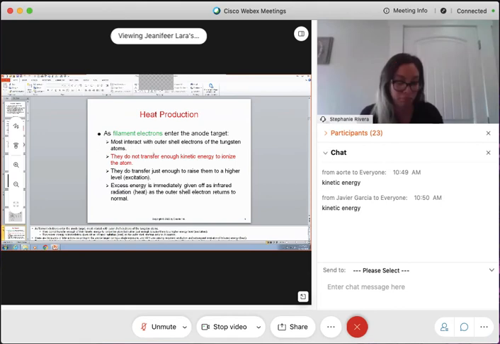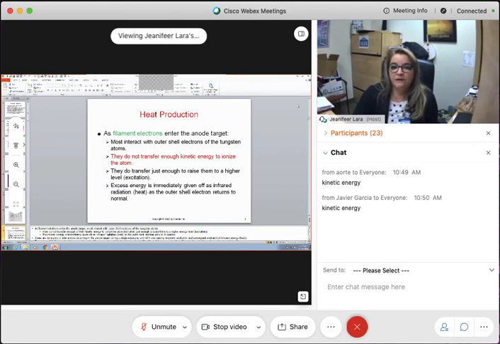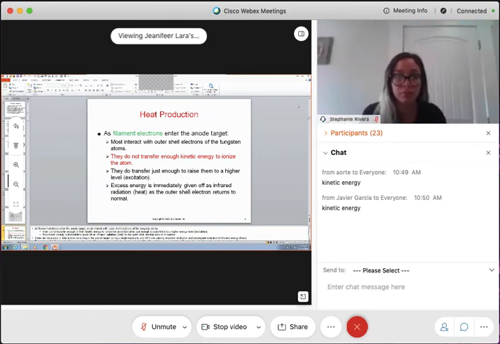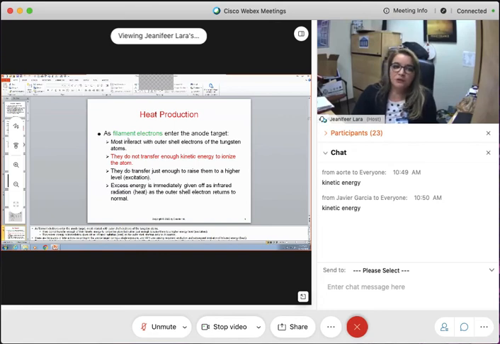K, L, M. Not K, because it says outer shell. Oh, the P. Definitely P, M, N, those shells, right? So as the filament electrons enter the anode target, most of the interactions happen on the outer shell electrons. These incoming filament electrons do not transfer enough of their kinetic energy, because we know filament electrons possess kinetic energy. They are on the move.